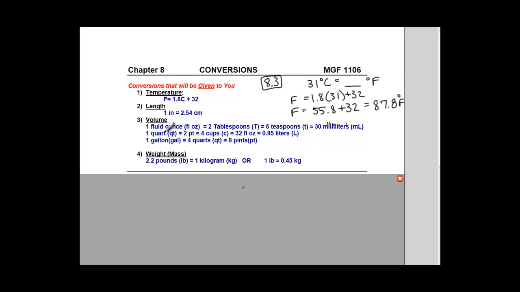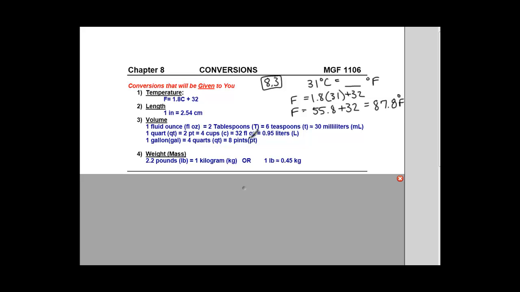Also, you'll be given length. For length, 1 inch is equal to 2.54 centimeters. And then you'll be given, it'll look just like this. 1 fluid ounce is equal to 2 tablespoons, which is 6 teaspoons, which is 30 milliliters. 1 quart is equal to 2 pints, which is equal to 4 cups, which is 32 fluid ounces, or 0.95 liters. Those of you who do a lot of cooking, that's probably more familiar to you. And then 1 gallon is equal to 4 quarts, which is also equal to 4 pints.